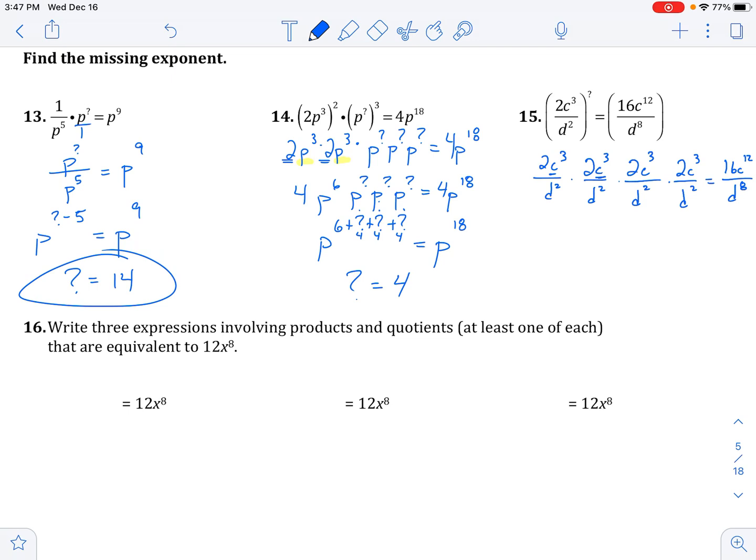I could also look at the d's. D squared, d squared, d squared, d squared. Add up all those exponents, 2 plus 2 plus 2 plus 2 would in fact give me 8. So what we know here is, how many times did we do that? We did it 4 times, which tells me that the question mark is again equal to 4 in this problem.